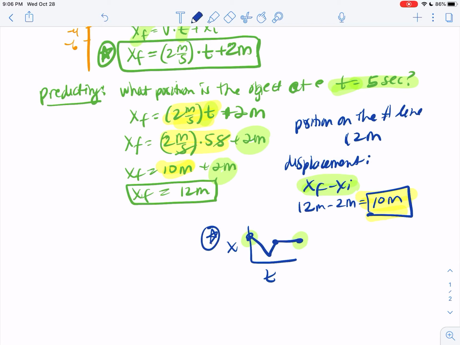There's another one. Let's see, what else can we see on a position graph? Remember, on a position graph, positive slopes are moving in the positive direction.